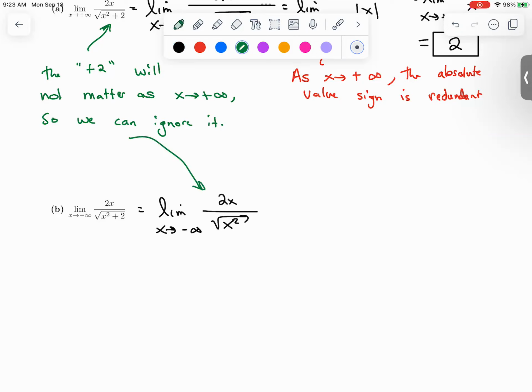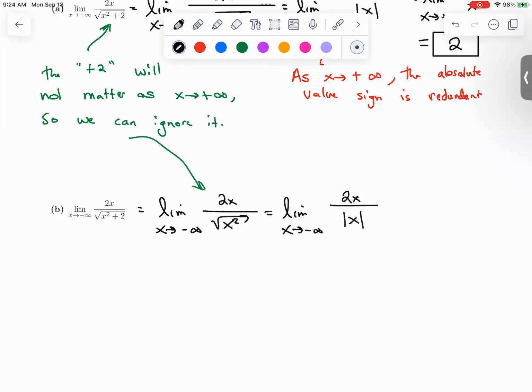So it is well defined. You'll see in the next problem where that issue arises. But we can do this because we're squaring that negative value, making it positive. So this becomes the limit as x approaches negative infinity of 2x over the absolute value of x, because the square root of x squared is the absolute value of x, as we talked about at the very beginning.